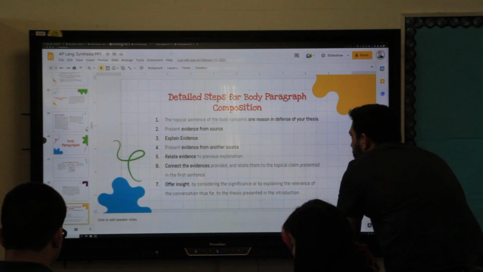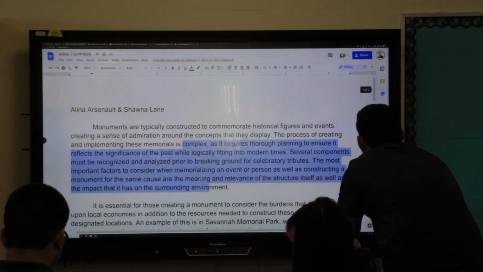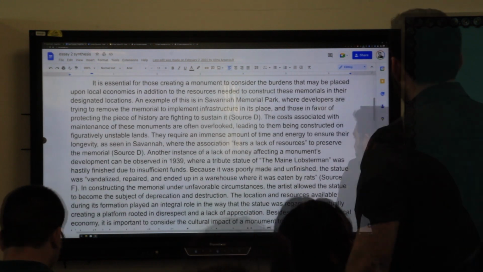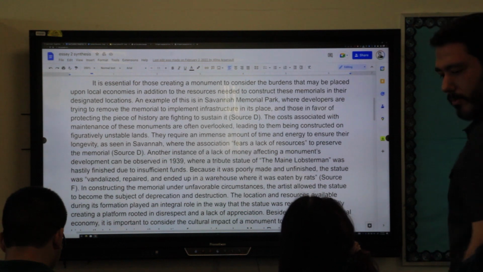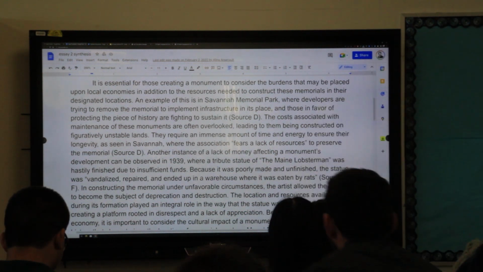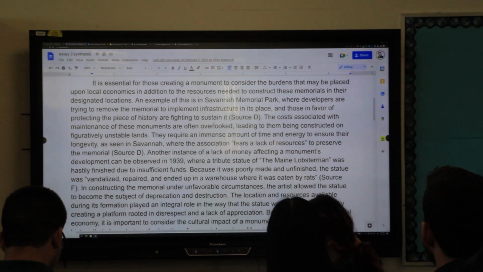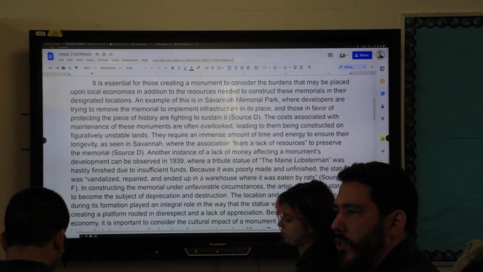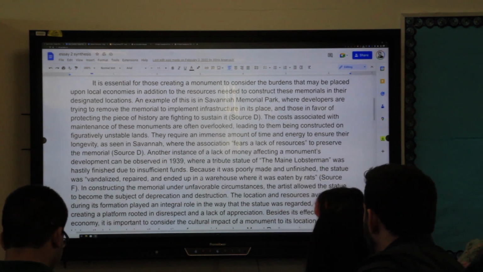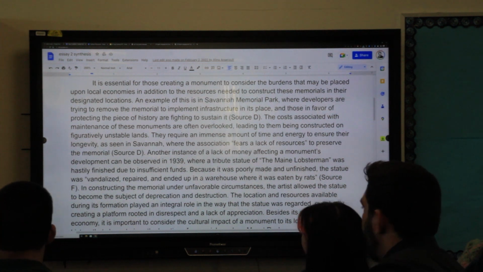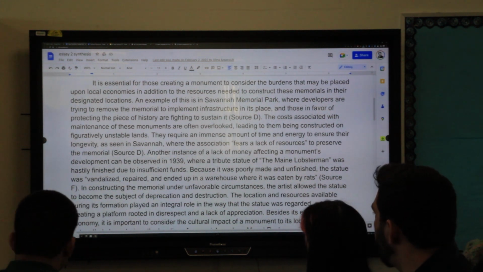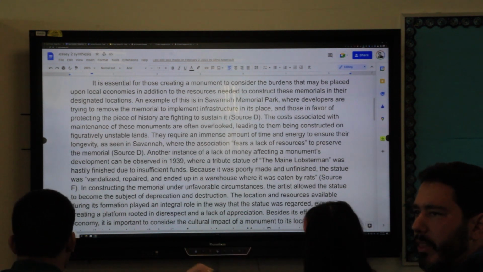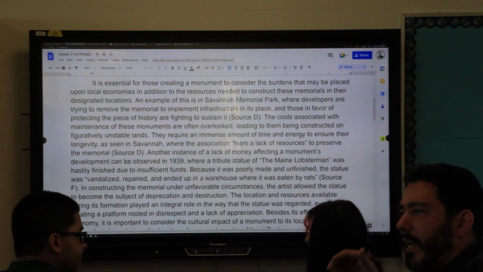Again, this is Alina's essay and Shauna. It is essential for those creating a monument to consider the burdens that may be placed upon local economies in addition to the resources needed to construct these memorials in their designated locations. So that first sentence tells you where we're going. If we're going to create a monument, we got to consider the burden upon the local economies in addition to the resources needed to construct the memorial in their designated locations. These are things we got to think about. Okay, now let's see how they unpack that claim.